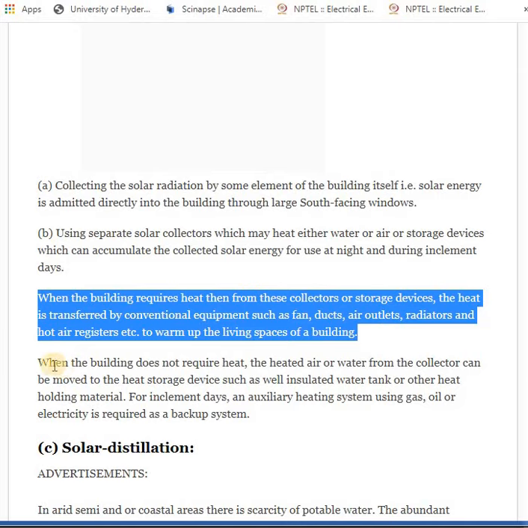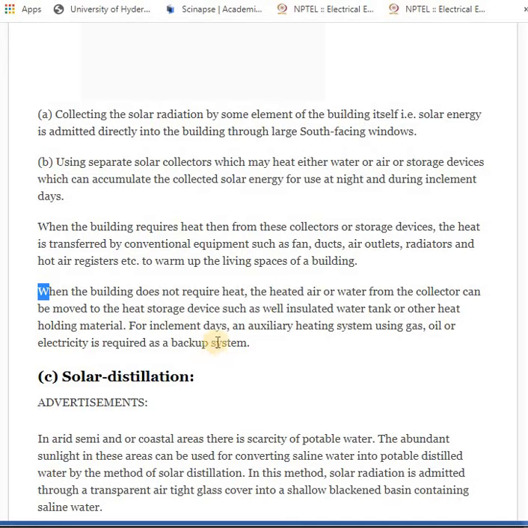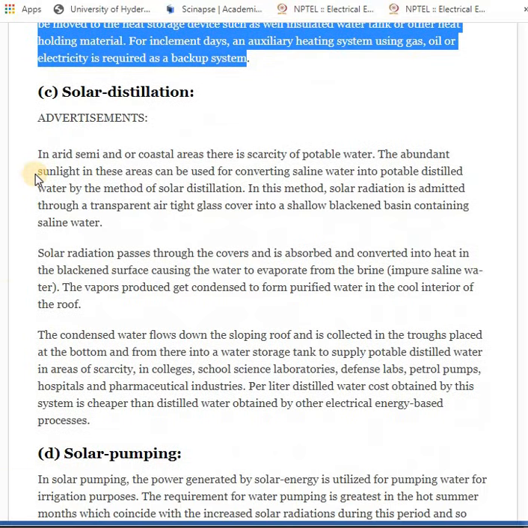The heat is being inletted when the building does not require the heat, or the air or the water is moved to the storage devices such as well insulated water tanks or other materials. Then next is your solar distillation.